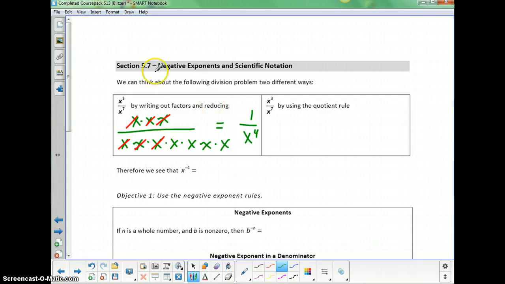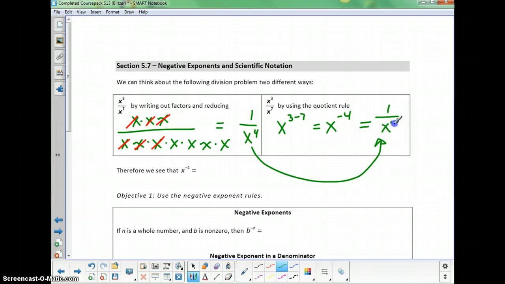Okay, which makes sense because we're going to cancel 3 of the top with 3 of the bottom, but it will leave us with 4 x's in the bottom. That's where there were more x's to begin with. But let's go ahead and use the quotient rule strictly. The quotient rule says that I'm going to subtract the powers. How would that work out? 3 minus 7 is negative 4, so it must be that x to the negative fourth is the same thing as 1 over x to the fourth.